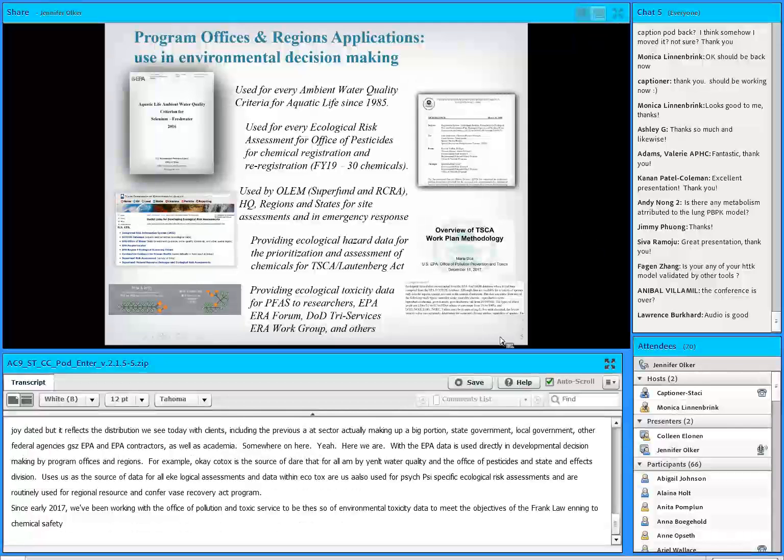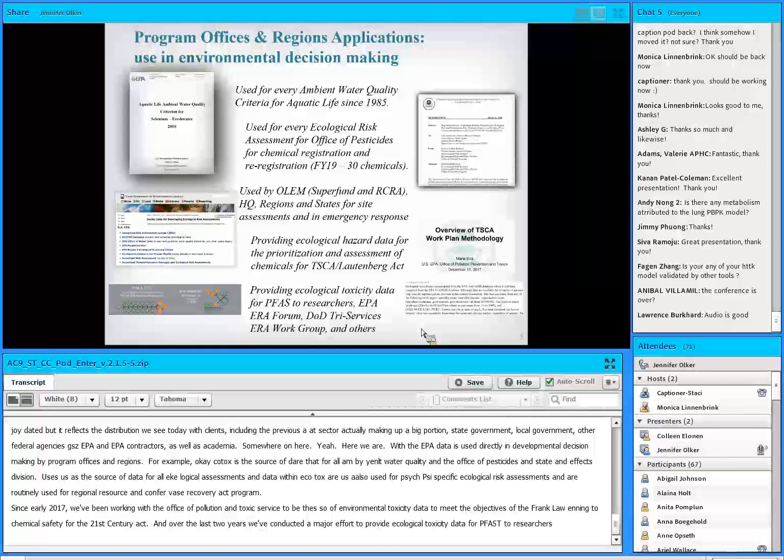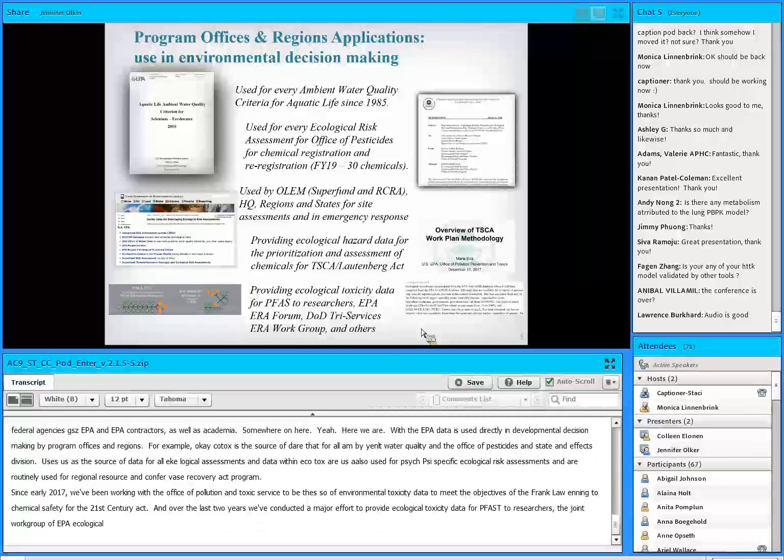And over the last 2 years, we've conducted a major effort to provide ecological toxicity data for PFAS to researchers, the Joint Work Group of EPA Ecological Risk Assessment Forum, and the Department of Defense Environmental Risk Assessment Work Group, as well as others. And that last piece I'll be talking about more at the end of the presentation.